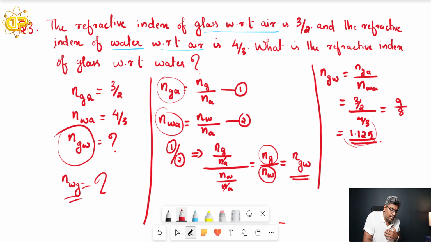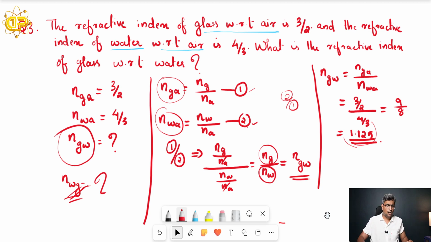Otherwise, instead of dividing 1 by 2, you just divide 2 by 1, then you will get this value. So simple question, so simple answer. You will get an easy 2 or 3 marks in your board exams. Listen carefully, because refractive index is the only portion where something new is studied, so some confusion may occur, but if you get the concept, everything will be easy and clear.